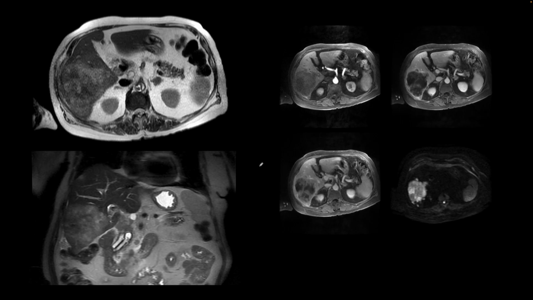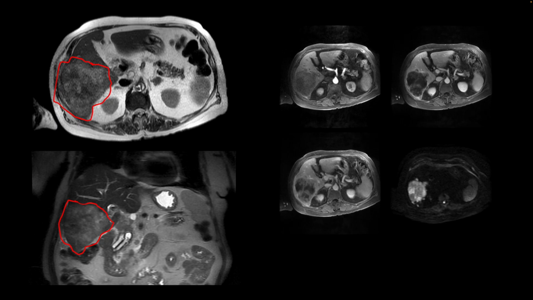Here is our next patient. They presented for an MRI of the abdomen because of an indeterminate mass in the right lobe of the liver. On the T2 weighted image, we find this ill-defined, large, heterogeneous T2 hyperintense mass involving segment 6 of the liver. Here is the coronal image showing that same T2 hyperintense heterogeneous mass.